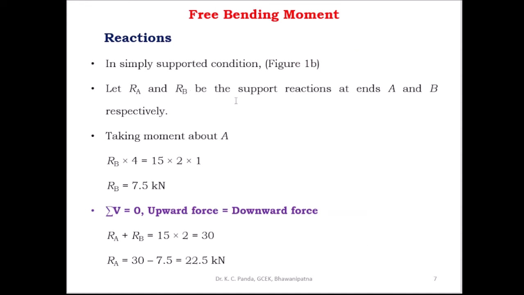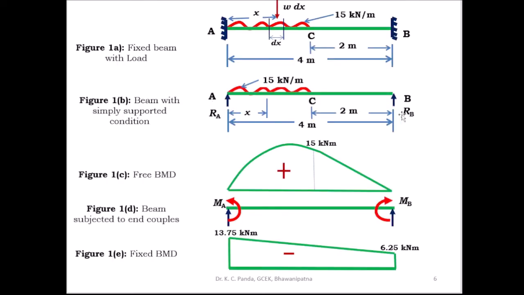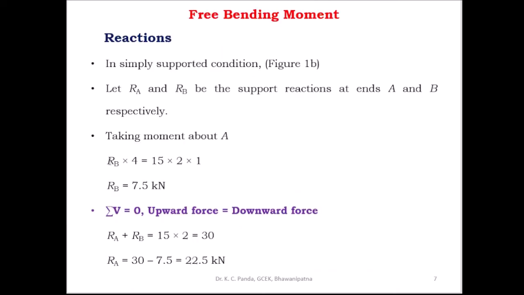Let RA and RB be the support reactions at ends A and B respectively. Then you have to find the reaction at A and the reaction at B. For the reaction at B, take moment about A. RB into 4 is equal to 15 into 2 into 1. Then RB is equal to 7.5 kilonewton.